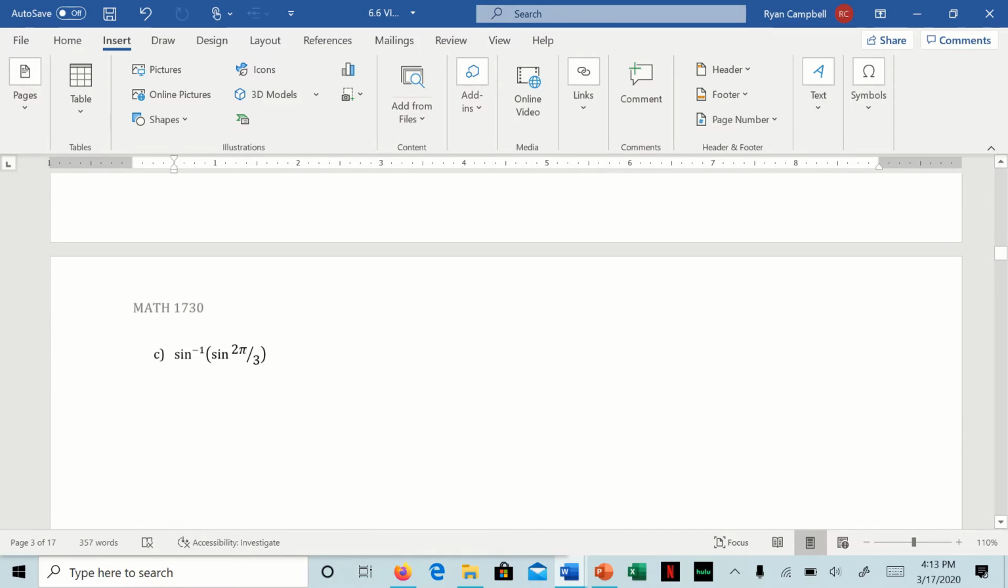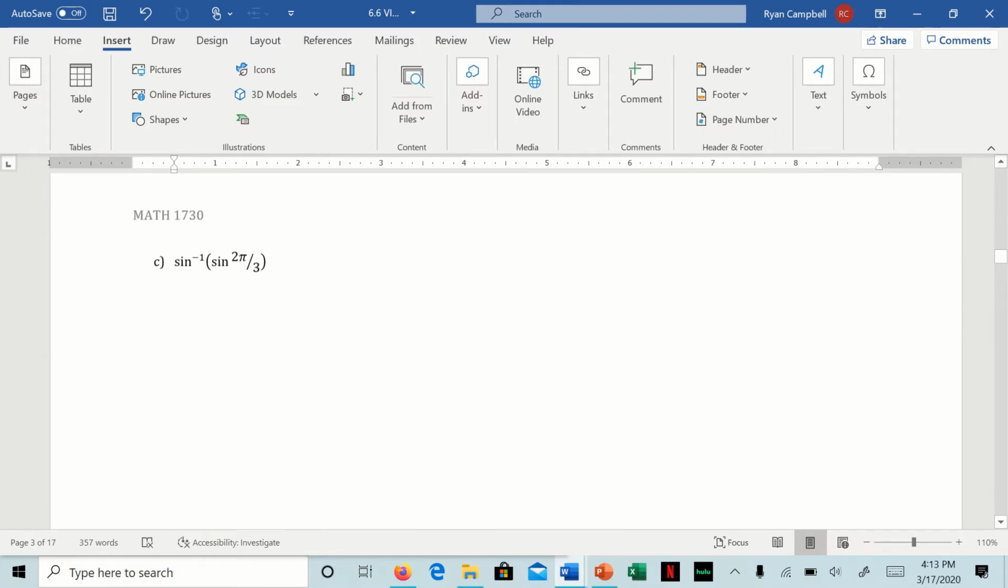Cool. Now, let's do this one. So we got inverse sine of sine of 2 pi over 3. So obviously, that's going to be 2/3 pi.